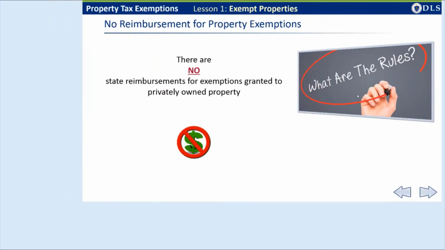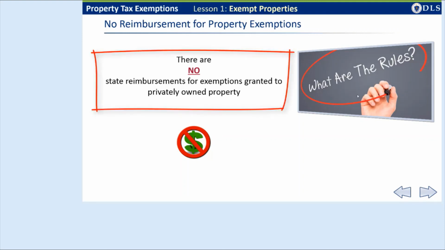The Commonwealth reimburses cities and towns for loss of tax revenue on some property it owns, depending on the agency holding it and its use. It does not reimburse cities and towns for other exemptions granted to privately owned property.